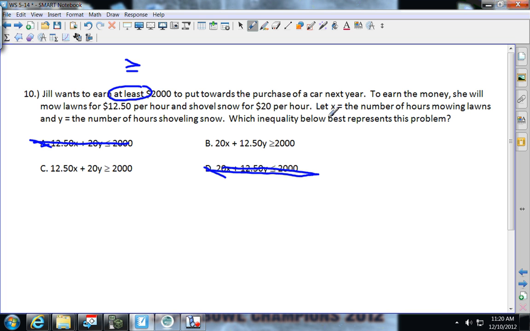Next, I'm going to look at, and it says X equals the number of hours mowing lawns. How much is it to mow the lawn? It says 1250, so I have to have 1250X. This is the only one with 1250X. They put $20, which is the snow, which is the Y. So the answer is C.